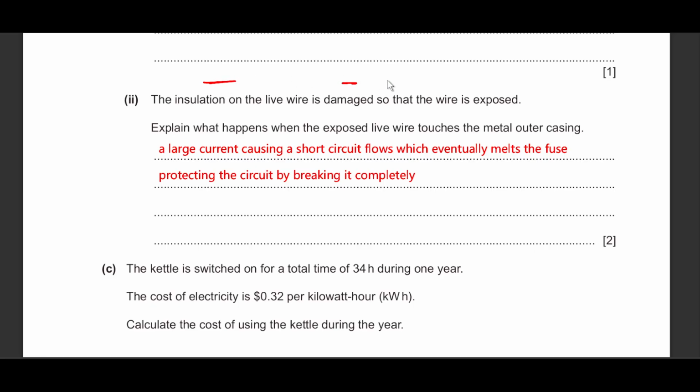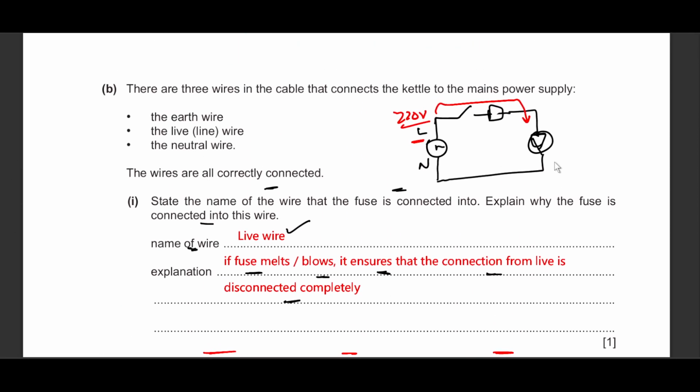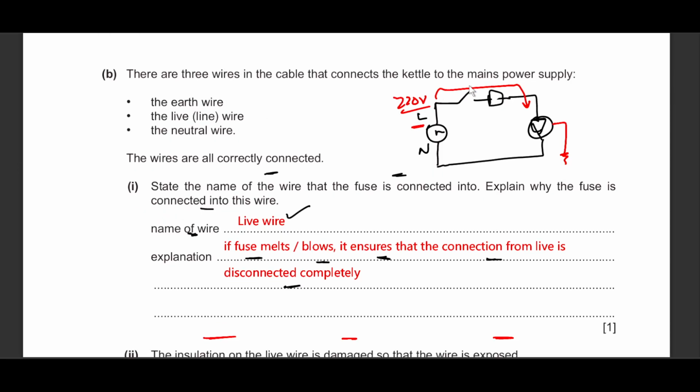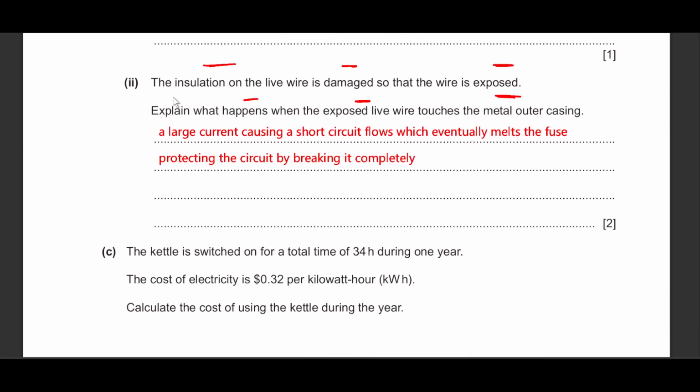The insulation of the live wire is damaged and it is exposed. Explain what happens when exposed live wire touches the metal outer casing. So if the metal outer casing is earthed, then all the current is going to go through earth. It's going to create a short circuit condition and the fuse will go away. It will melt. So a large current causes a short circuit, which eventually melts the fuse, protecting the circuit by breaking it completely.